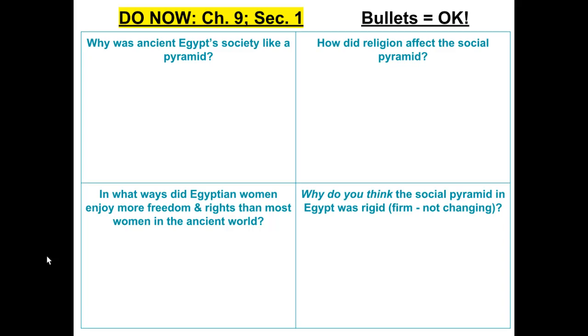Questions to answer are, why was ancient Egypt's society like a pyramid? You could even rewind the video for that answer. How did religion affect the social pyramid? In what ways did Egyptian women enjoy more freedom and rights than most women in the ancient world? And then the 4th one is an opinion-based question. Why do you think the social pyramid in Egypt was rigid?